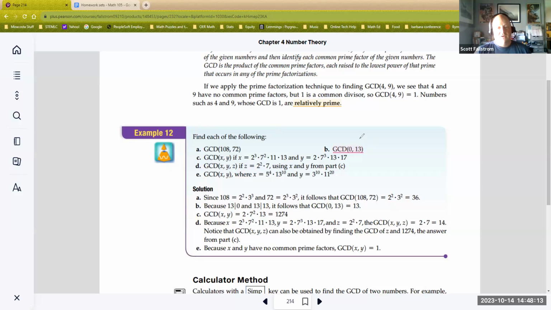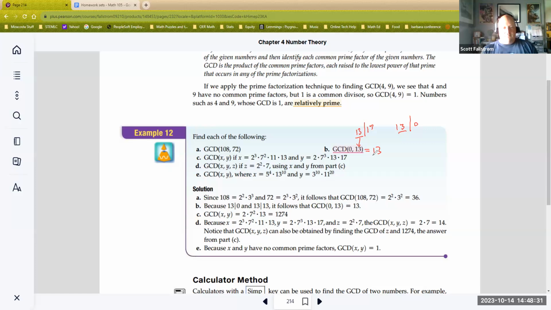Okay, so 13, I know 13 divides 13, and I know 13 divides 0. And I can't get any bigger than that because nothing bigger than that will divide the 13. So the GCD would just be 13. Okay.